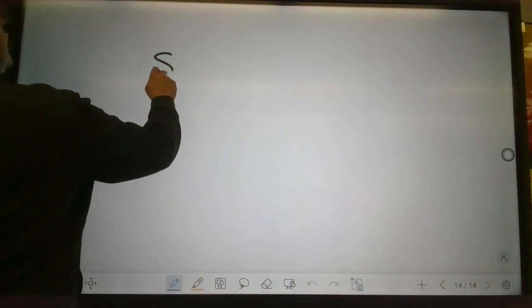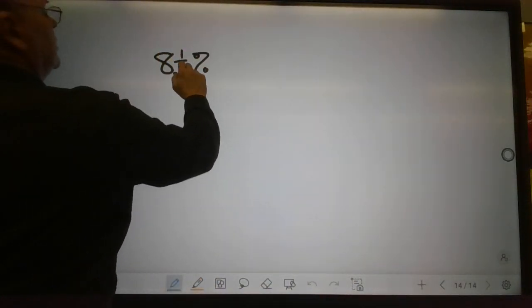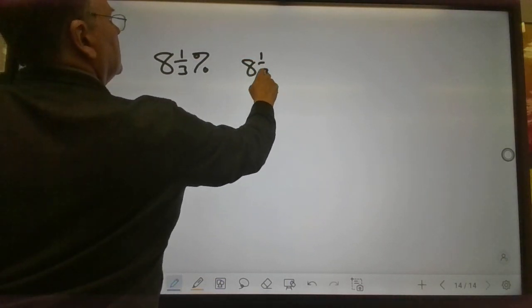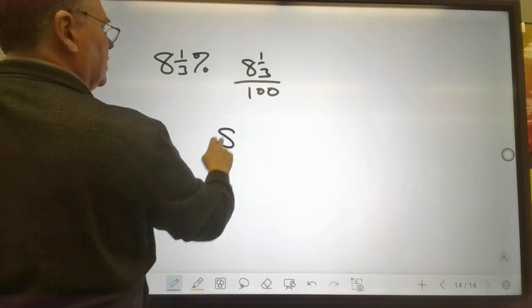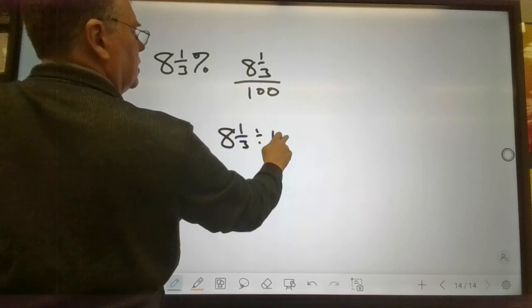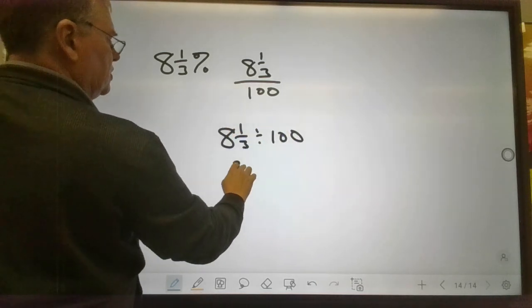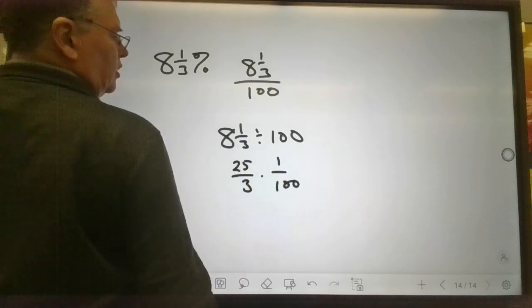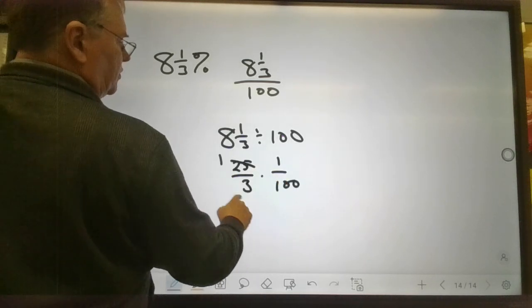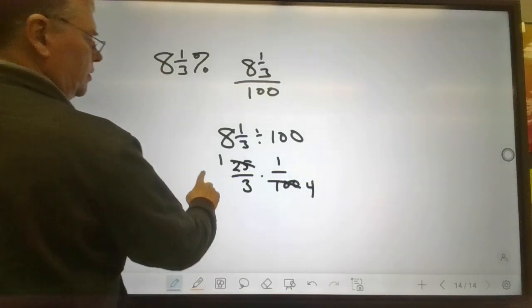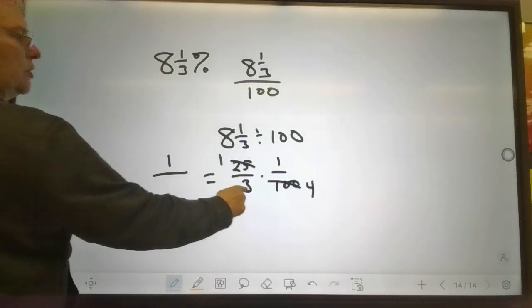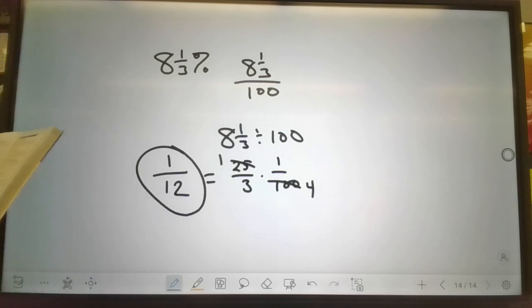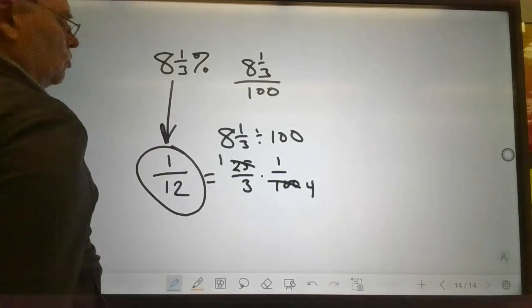Letter E, 8 1/3%. Percent means out of 100, or dividing by 100. So 8 1/3 divided by 100. This becomes 25 over 3 times the reciprocal. We can do a little canceling, 25 and 25, and that would be a 4. 1 times 1 is 1. 3 times 4 is 12. So 8 1/3% is 1/12.